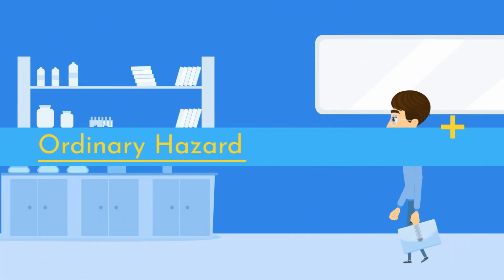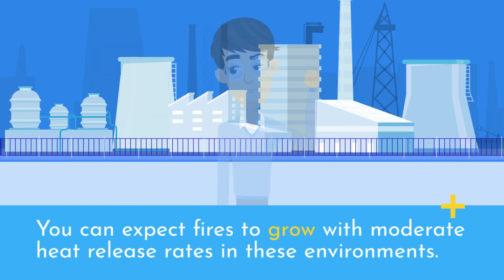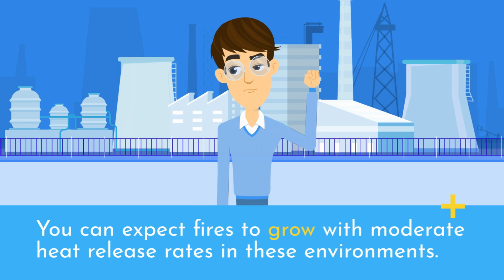Ordinary hazard. These hazard areas are environments where the combustibility and quantity of Class B flammables and Class A combustible materials are moderate. You can expect fires to grow with moderate heat release rates in these environments.